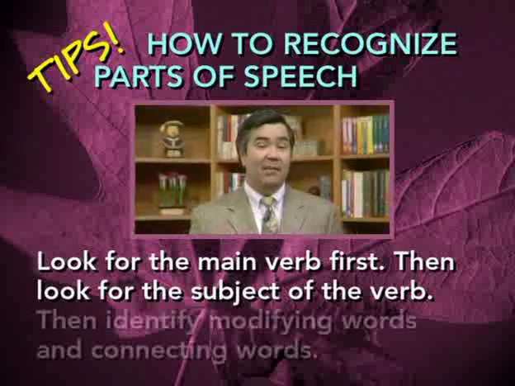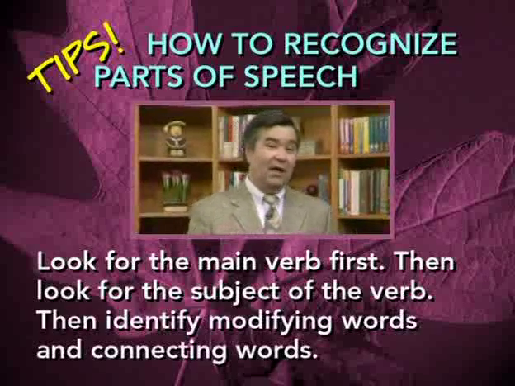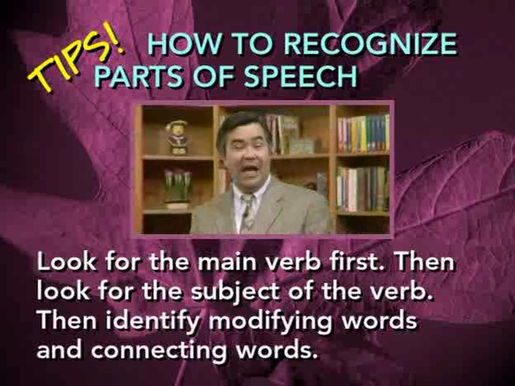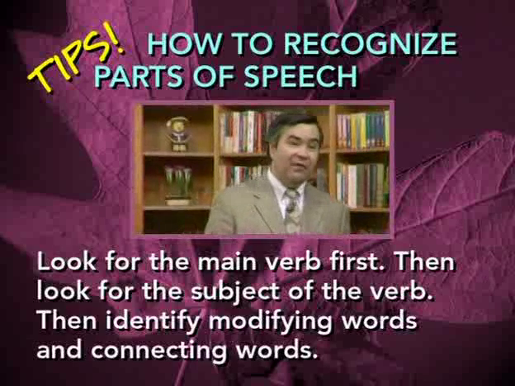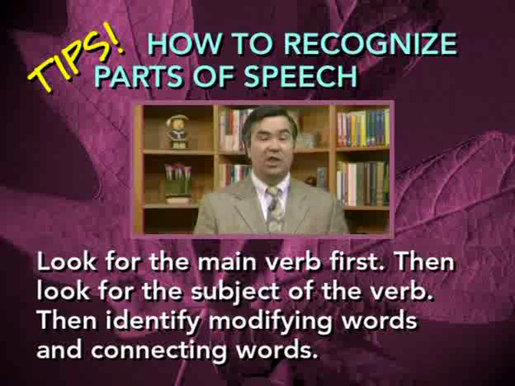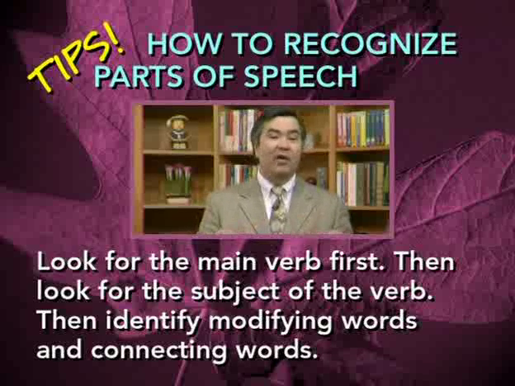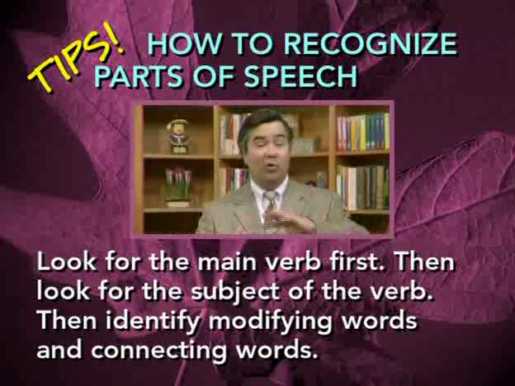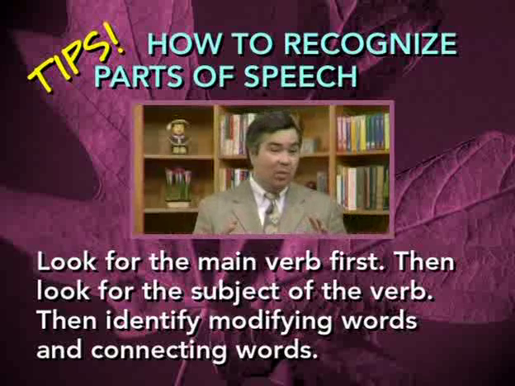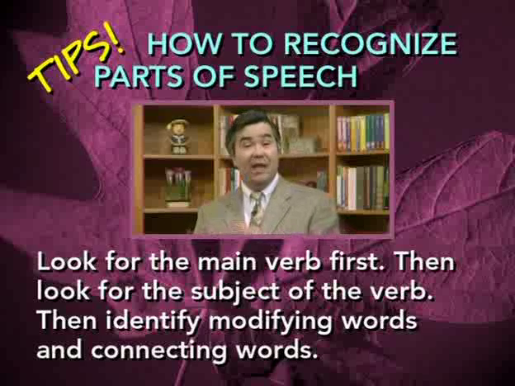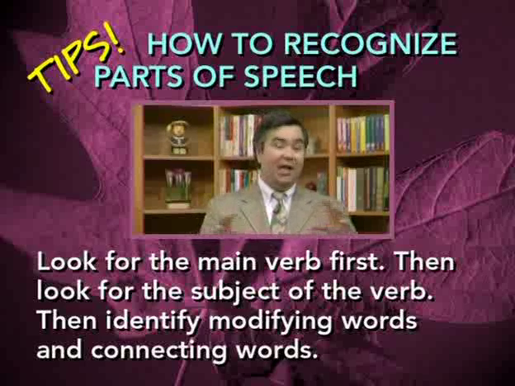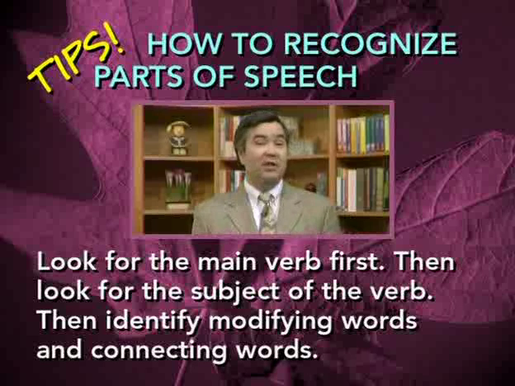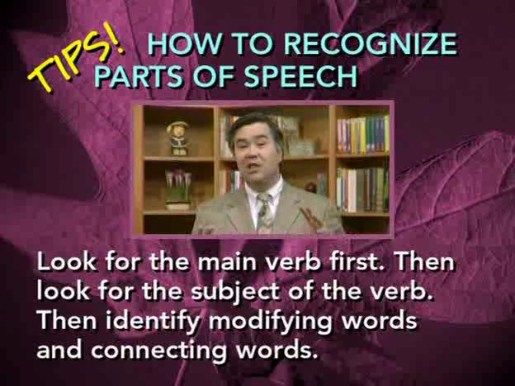You can identify the modifying words, adjectives, articles, and adverbs. You can identify the connecting words, the conjunctions and prepositions. And little by little, you can fill out all the rest of the sentence and understand how it all works together. So begin by identifying the verb, then look for the subject of the verb, and gradually fill in the other parts of the sentence. That's usually the easiest way to understand the structure of a sentence.